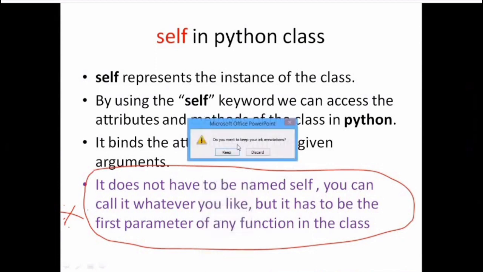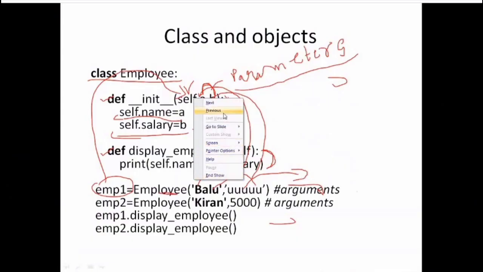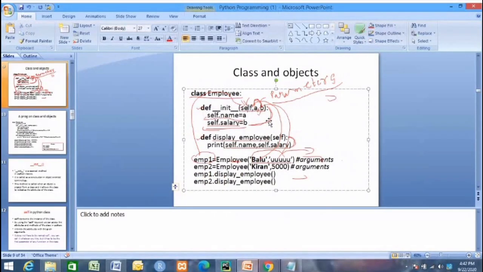Now in this program you have written self, a, b. Self is not a reserved word in Python. You can call this OK, a, b. If I'm using OK, then wherever I'm putting self, I have to use OK. Understood? Yes. Or I can call it Gopal, a, b. Gopal.name is equal to a. Gopal.salary is equal to b. Display_employee Gopal. Everywhere I should use Gopal.